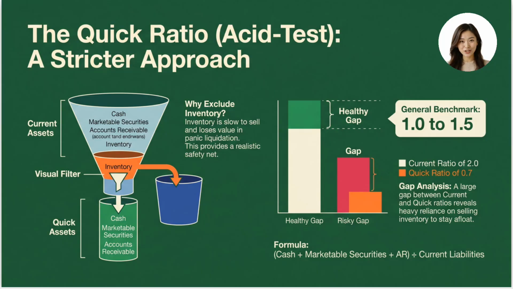The quick ratio, also called the acid test, is a stricter version of liquidity. It removes inventory from the equation because inventory may not be easy to sell quickly, especially under pressure. The chart highlights the gap between the current ratio and the quick ratio, showing whether a company is relying too heavily on inventory to stay afloat.